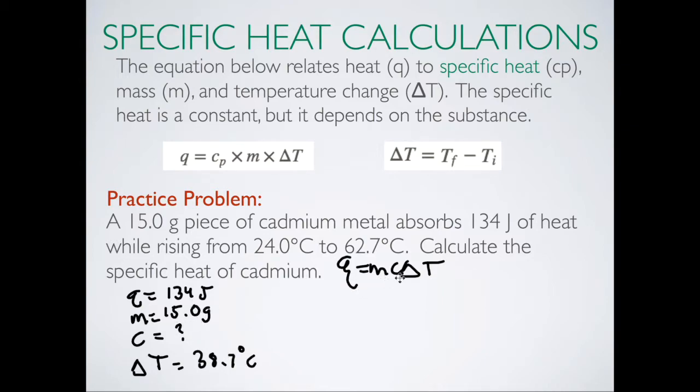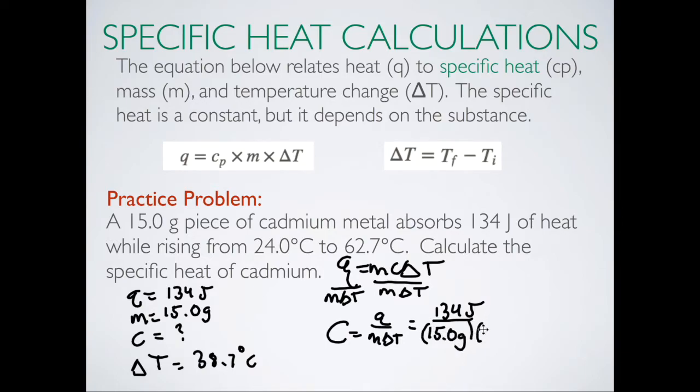That means that we need to move our letters around to solve for C. So I'm going to divide both sides by M and delta T. That leaves us with C equals Q over M delta T. And when I plug in my numbers, I have 134 joules over 15.0 grams times 38.7 degrees Celsius.